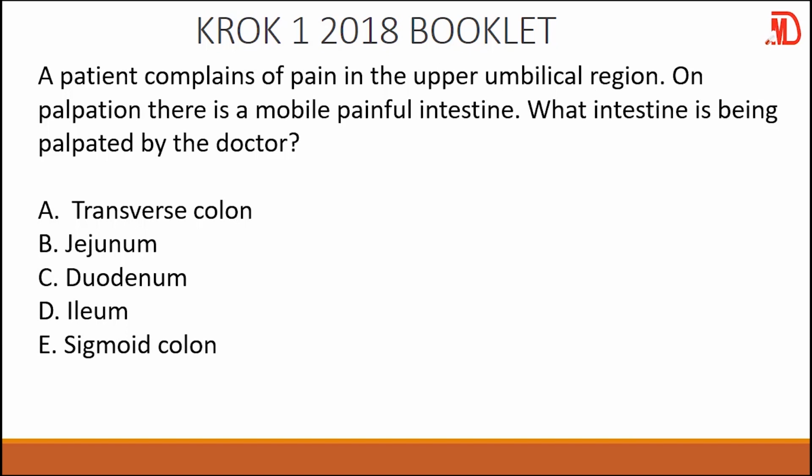Now the upper umbilical region has the following: the stomach, the head of the pancreas, the duodenum, a section of the transverse colon, and an aspect of the left and right kidney. So what intestine is being palpated by the doctor? We have the upper umbilical region. So we are talking about the transverse colon. So our answer is A.